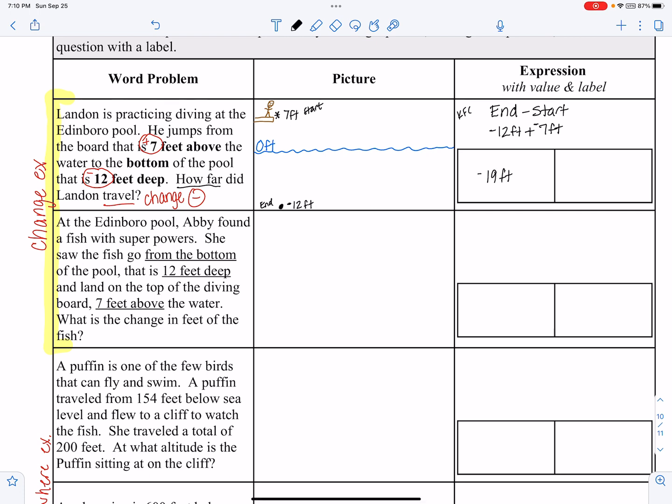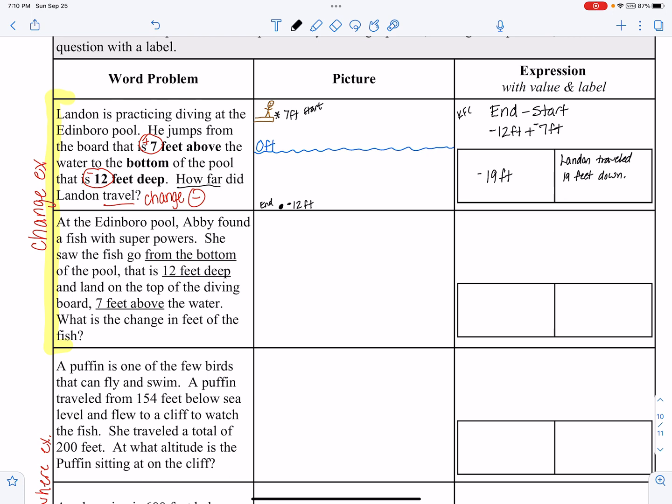Okay, and so the question is, how far did he travel? Well, he traveled negative 19 feet, but we don't actually talk like that. So we need to rephrase that without the negative and write Landon traveled 19 feet down. Okay? All right.